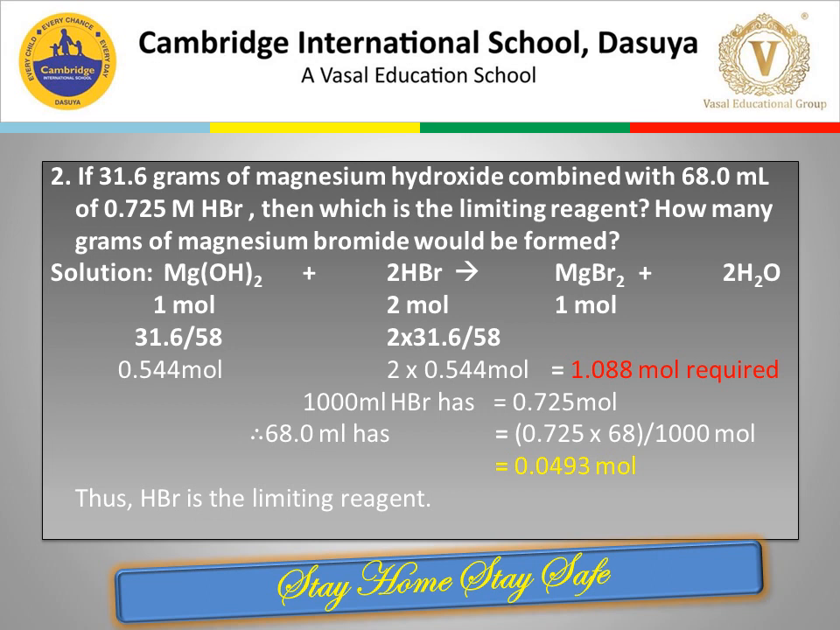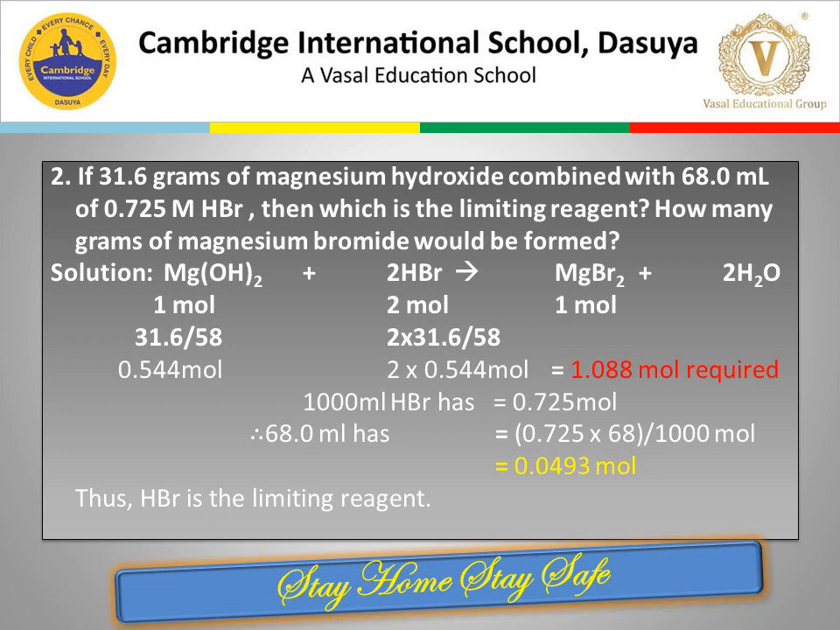So from this equation we see that whatever the number of moles of magnesium hydroxide is, the amount of HBr used is twice of it. So 1 mole of magnesium hydroxide requires 2 moles of HBr. Therefore, 31.6, this is the given mass, upon molar mass 58. This is the number of moles of magnesium hydroxide, given mass upon molar mass. So 31.6 upon 58 mole of magnesium hydroxide will require twice this much mole of HBr. So 2 into 31.6 upon 58 mole of HBr is required.